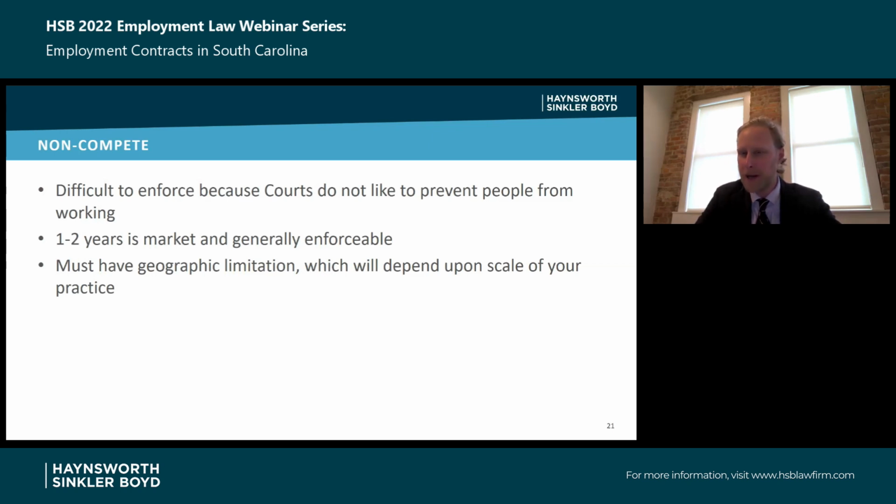You've got to have a pretty narrow geographic restriction in addition to the 1 to 2 years. And these are really dependent upon what the person's job role is and who the competitors are. As opposed to a geographic restriction, you can list specific competitors and things like that. There are different ways you can draft it, but they're very hard to enforce.